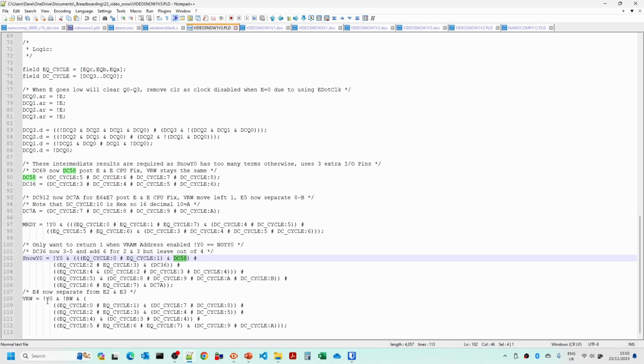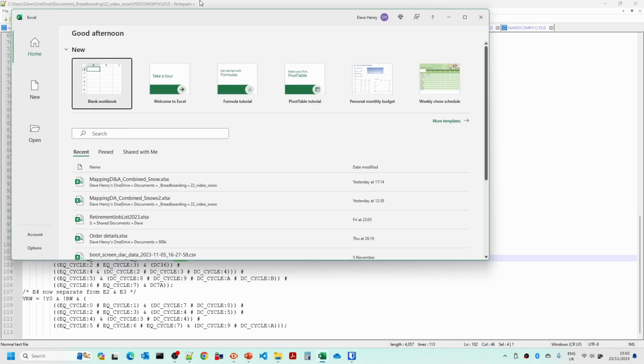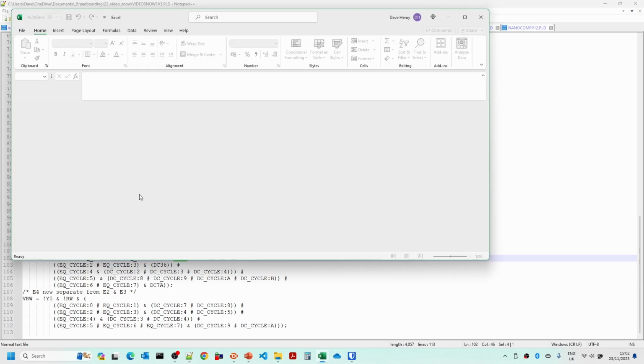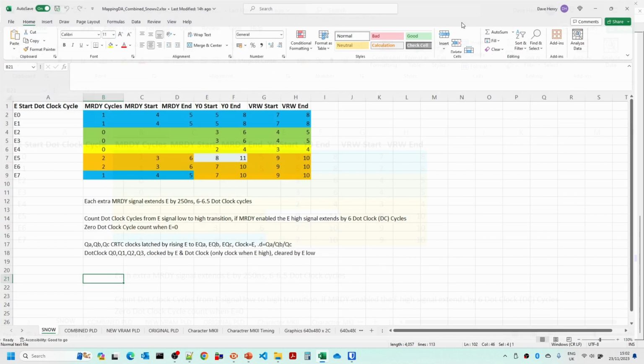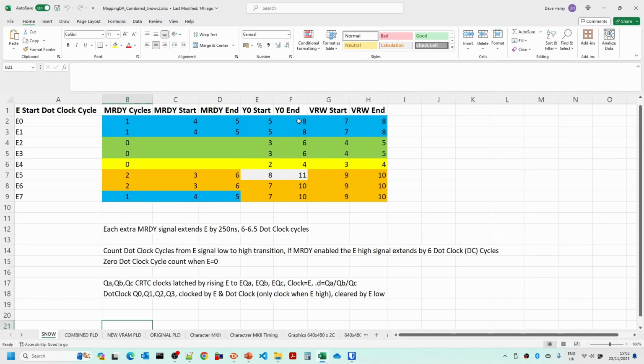And then the VRW one was trimmed slightly. And I have now updated the configuration that I showed you previously. There's a version 2 of this. And basically, the MRDY cycles, doesn't make any difference whether we have 1 or 2. It seems to end up with 2, whatever I do here. So I've discussed that already.